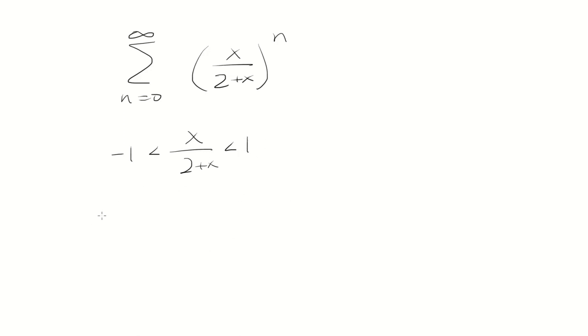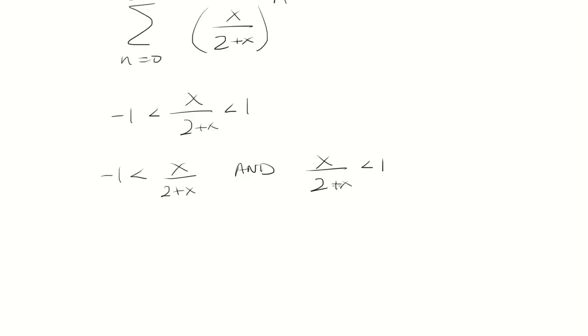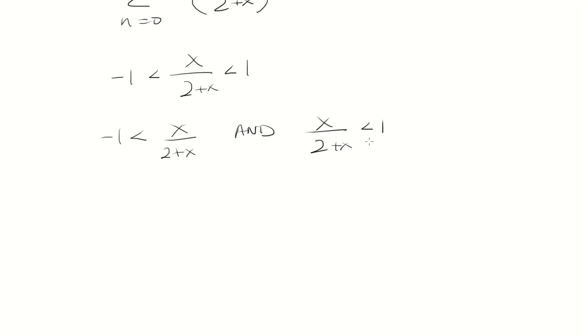Now to solve this, we want to break this up as -1 is less than x over 2 plus x, and x over 2 plus x is less than 1. So we have two separate inequalities, and then we want to find what solution they both have in common. So to do this, we're going to have to add 1 and subtract 1.